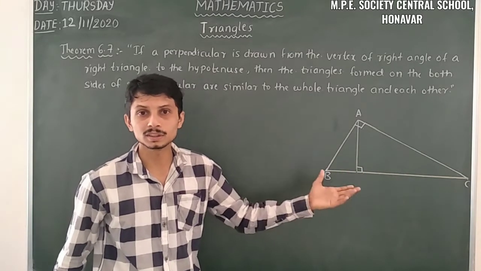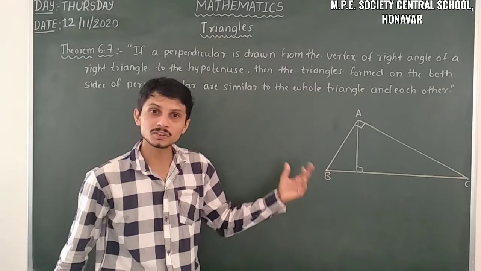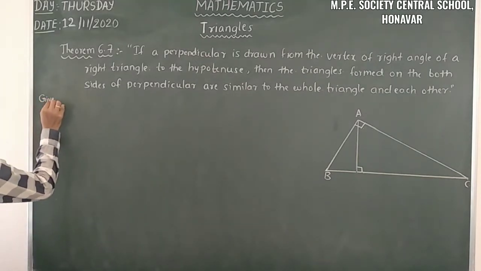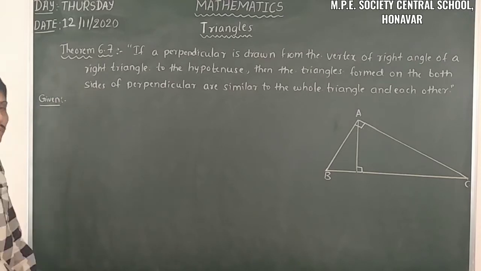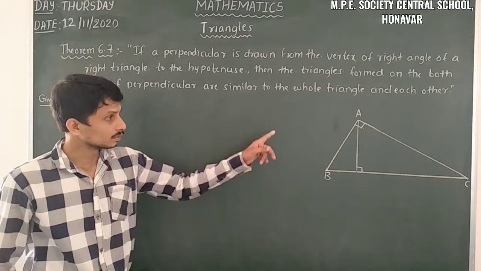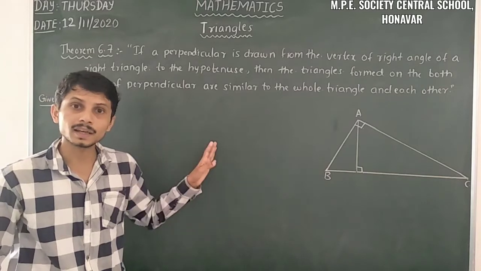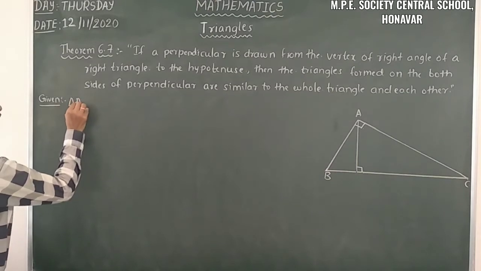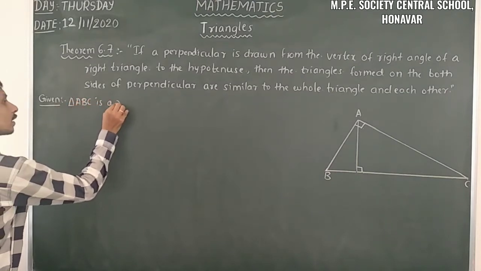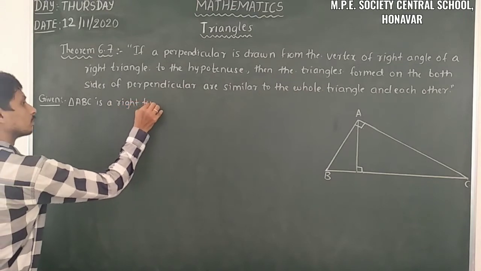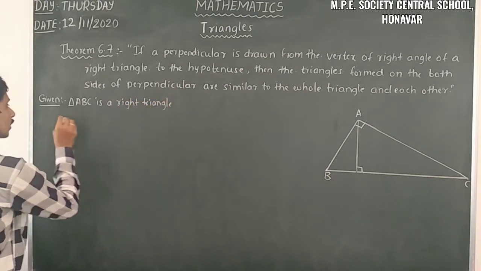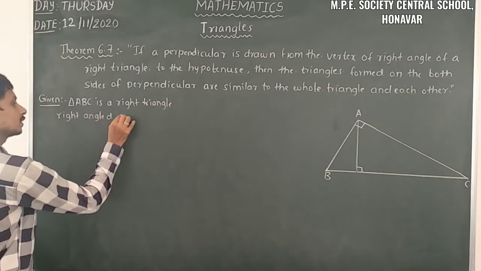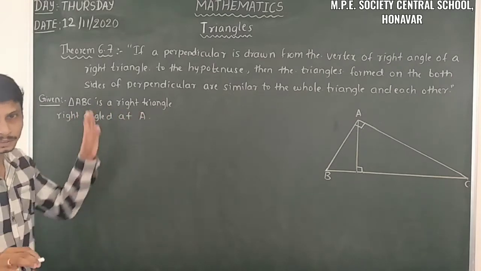So we have to prove this thing. Let us take the proof. Firstly we have to write the given things. Given: triangle ABC is a right triangle, right angled at A. This is the given, it is enough.